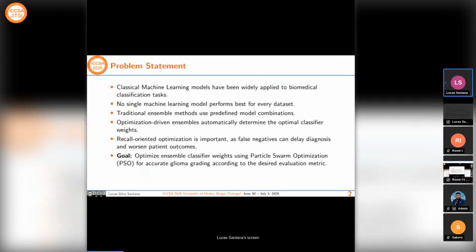Many machine learning models have been used successfully in biomedical classification. However, no single model works best for every dataset. Ensemble methods can improve performance, but traditional approaches usually use fixed model combinations. So, in our work, we use particle swarm optimization, or PSO, to automatically find the best weight for each classifier in the ensemble. Our goal is to focus on improving recall, because reducing false negatives is very important in glioma grading and can lead to better patient outcomes.